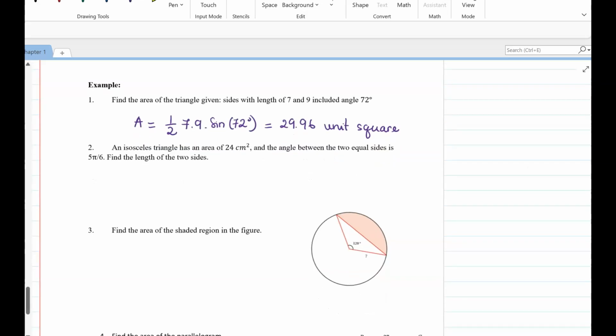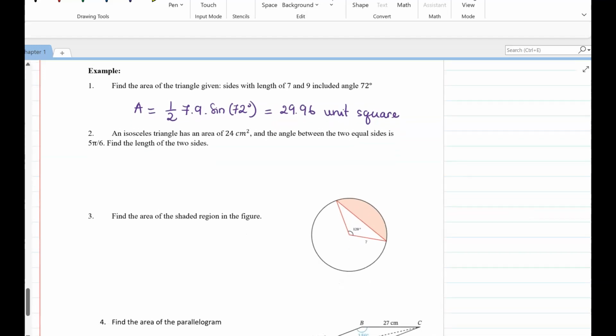An isosceles triangle has an area of 24 centimeters squared, and the angle between the two equal sides is 5 pi over 6. Find the length of the two sides. Okay, so let's see, what is 5 pi over 6 in degrees? That is times 180 divided by pi, and we simplify this. Pi over 6, so 180 divided by 6 is 30. So this angle is 150 degrees.